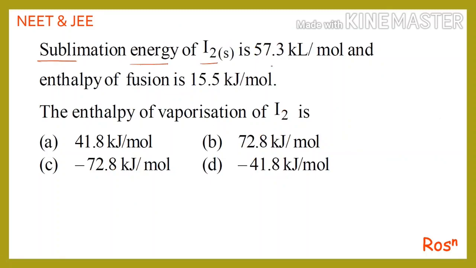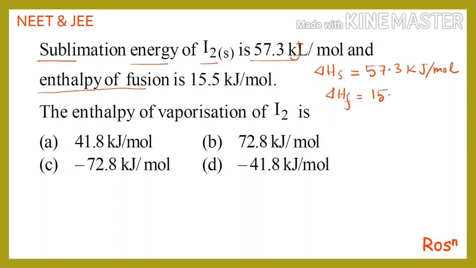Sublimation energy of I2 is 57.3 kilojoule per mole. That means delta H sublimation equals 57.3 kilojoule per mole, and the enthalpy of fusion, that means delta H fusion, equals 15.5 kilojoule per mole. You have to find out the enthalpy of vaporization of I2. That means delta H vaporization equals.